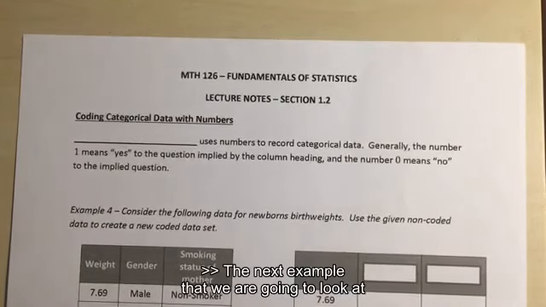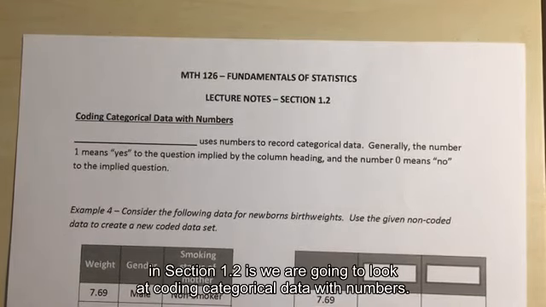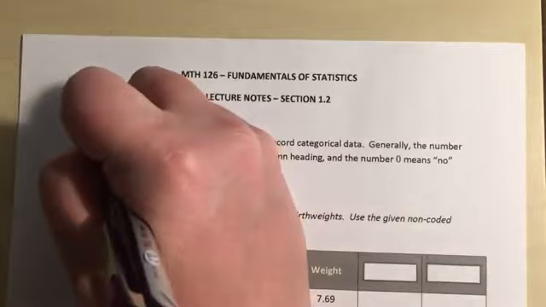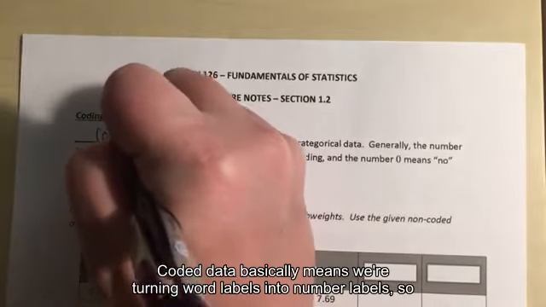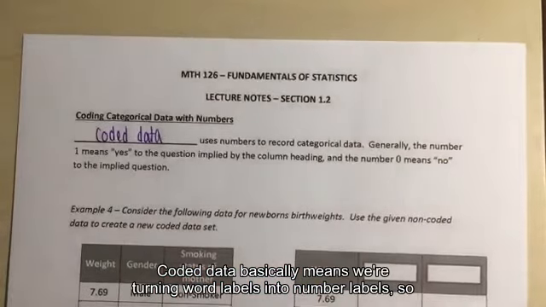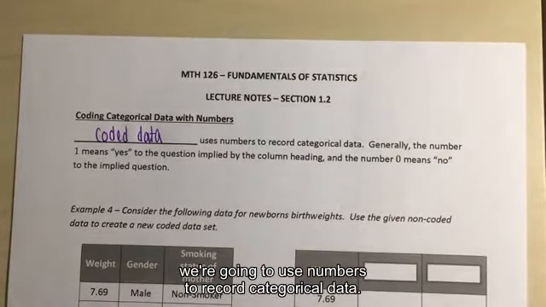The next example that we are going to look at in section 1.2 is coding categorical data with numbers. Coded data basically means we're turning word labels into number labels. So we're going to use numbers to record categorical data.